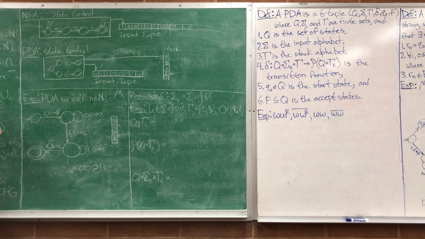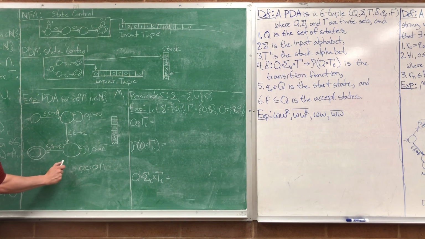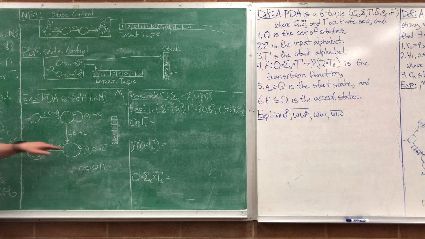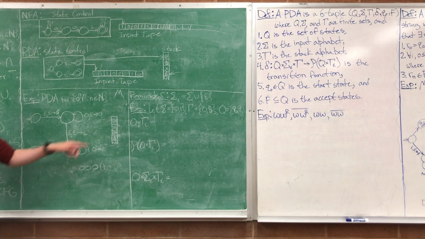You tell it what to pop off, and if it's not that, then it can't go down that route. I don't have any transition here for reading the empty string and popping off a 1, or popping off a 0, which is what it needs to do now. It no longer has any more inputs. It still has a 0 on the stack, so I need a transition that's an epsilon while popping a 0. There is no transition like that.